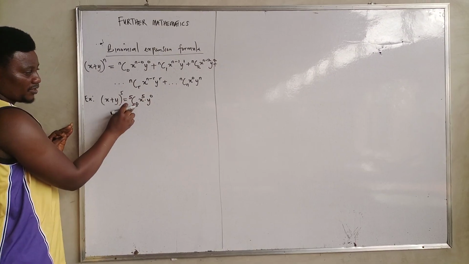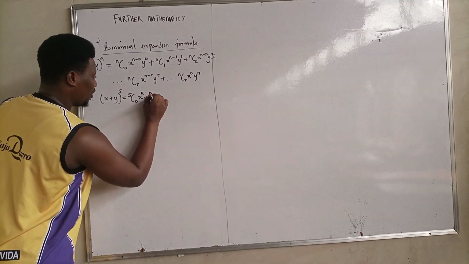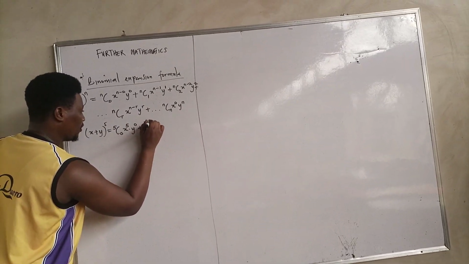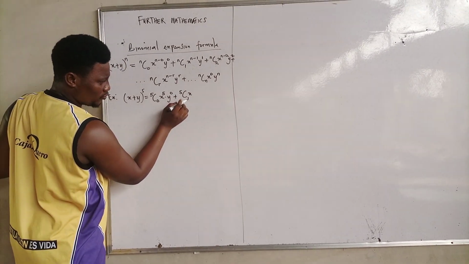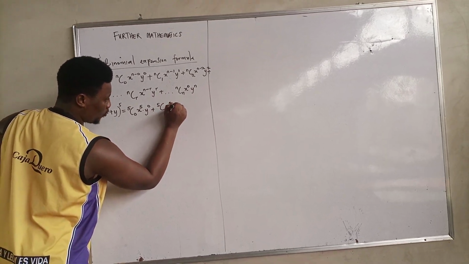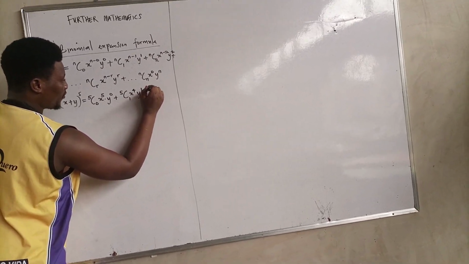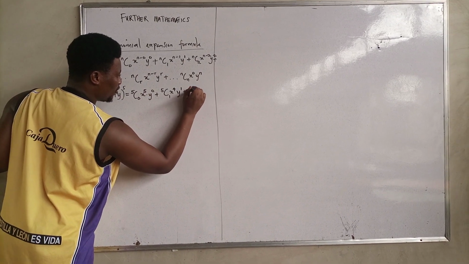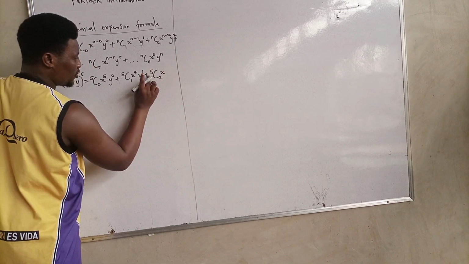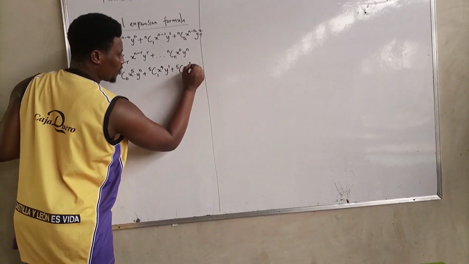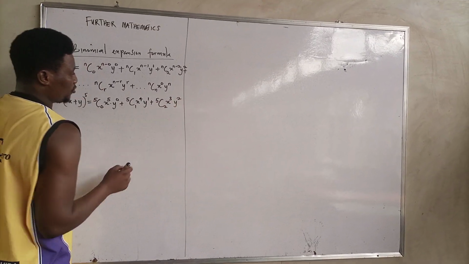That is to say 5 minus 0 is still 5, and y will have 0 as a power. Plus 5 combination 1. Then x will be 5 minus 1, which is 4, and y will be raised to power 1. Plus 5 combination 2 now. This is 0, 1, 2, combination 2. We have x raised to power 5 minus 2, which is 3, and y to the power of 2.